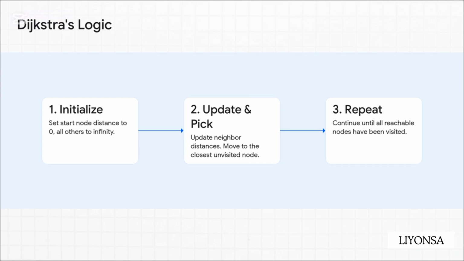First, you just set things up. You're at the starting line, so your distance is 0, and every other place is basically infinitely far away. Next, you update and pick. You look at all your immediate neighbors, figure out the distance to them, and then you jump to the closest one you haven't been to yet. And finally, you just do that again and again and again. You just repeat that second step, always checking neighbors and moving to the closest one until you've mapped out the shortest path to everywhere.